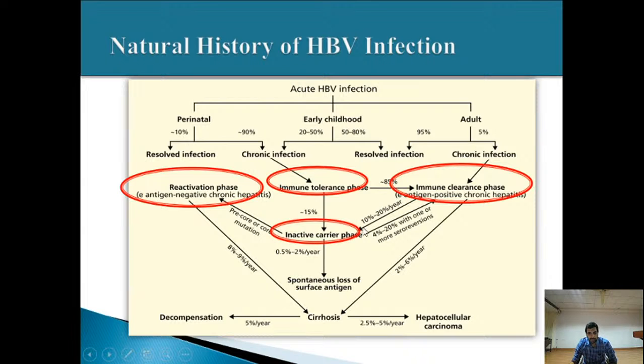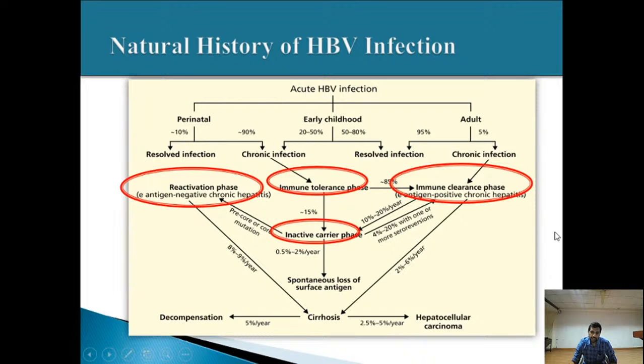And after going into inactive carrier phase, when they have pre-core mutation, they may go into reactivation, like I spoke before. This is the reactive phase, and from there spontaneous loss of surface antigen is very difficult. They cannot go into spontaneous loss of surface antigen, which is resolution. Once the patient reactivates, it goes on for his life.